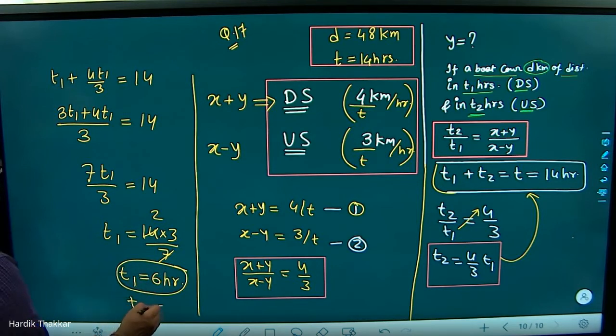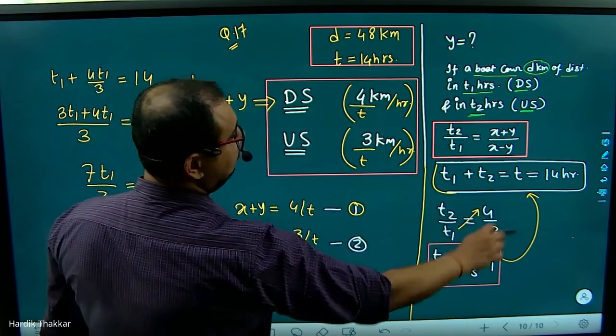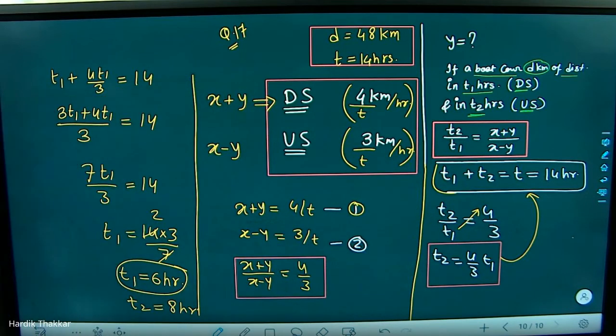So by default t2 will be 8 hours, because t1 plus t2, the sum is 14. So the second duration is 8 hours. Correct? Is this fine? Okay. Any doubt till this step?